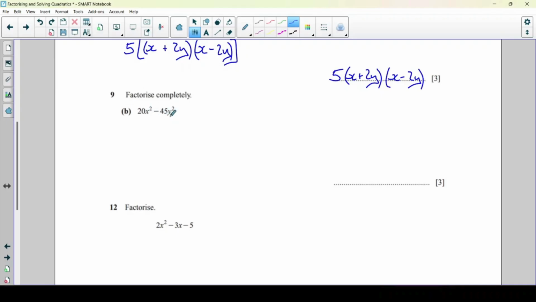It looks like a difference of 2 squares, but it needs to be factorised first. Again, I think we're going to take a 5 out. In the brackets, 4x squared minus 9y squared. So brackets 2x plus 3y, 2x minus 3y.